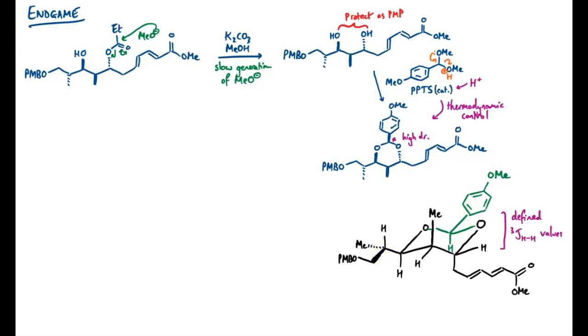For example, we could now use the 3J vicinal coupling values in the proton NMR spectra to tell us something about the shape of this ring. So that would be looking specifically at these protons here, and the coupling constants that we see would tell us a lot about the conformation of the ring.